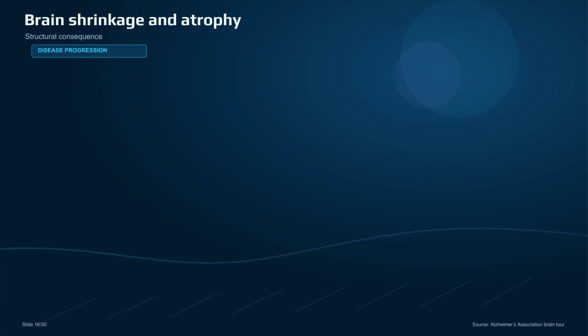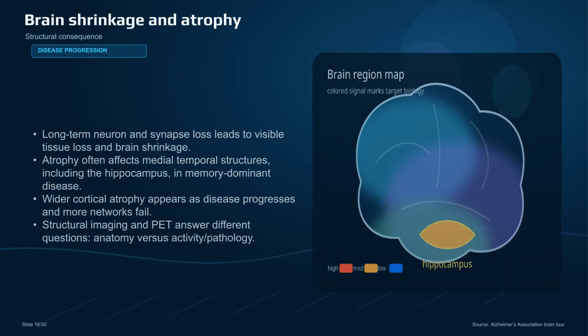Brain shrinkage, or atrophy, is a visible consequence of long-term neuron and synapse loss. This atrophy often affects medial temporal structures, like the hippocampus, crucial for memory in the disease.